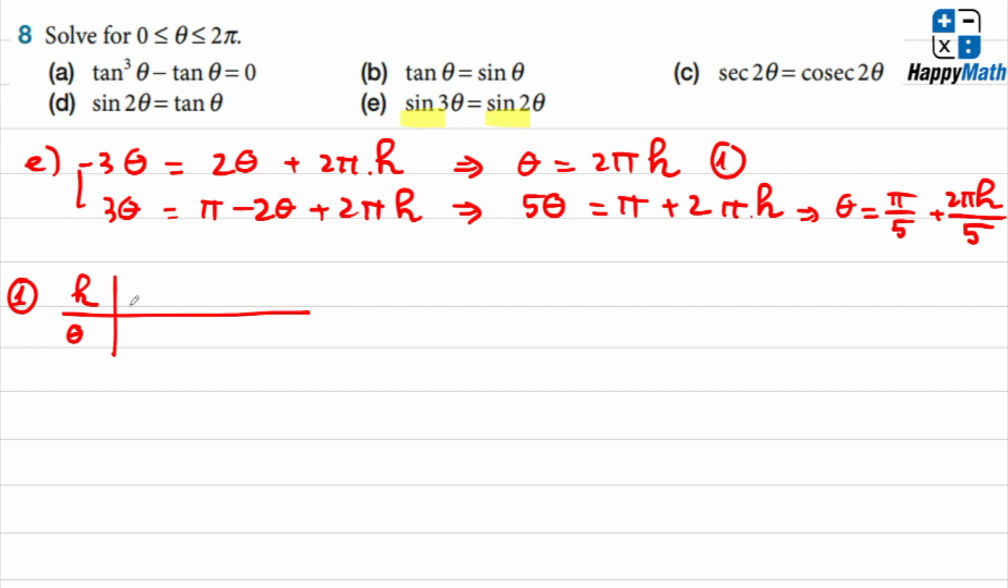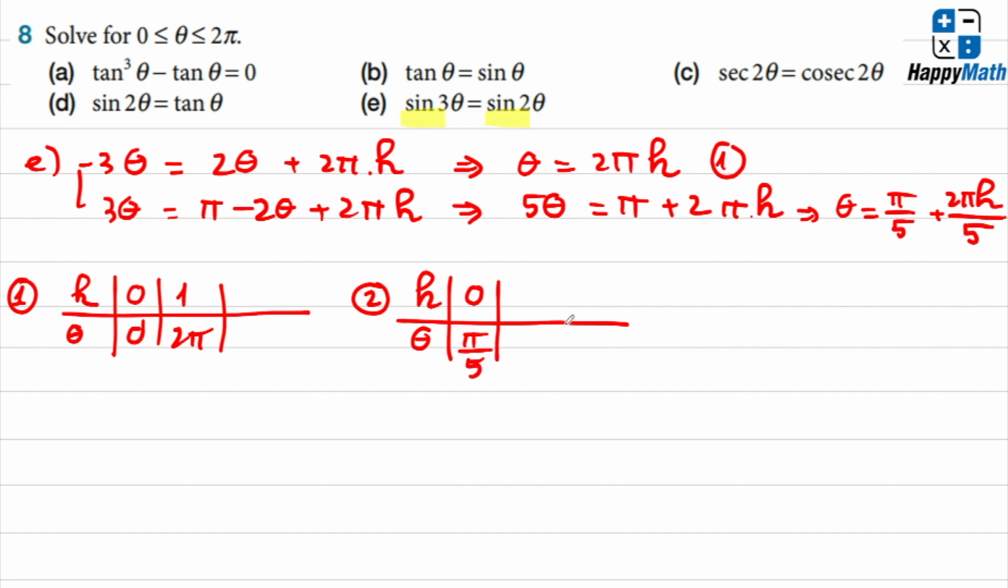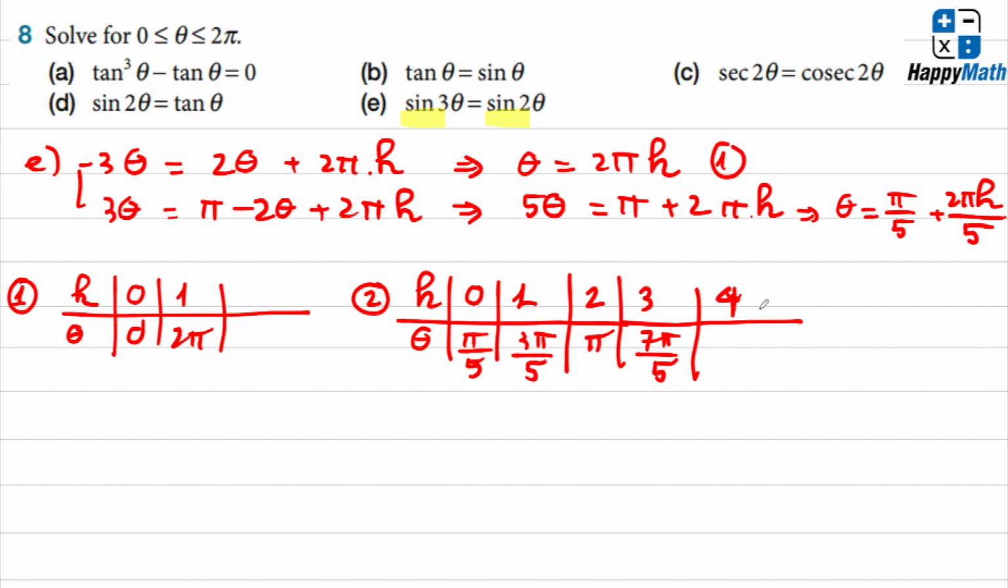For the first equation, substitute values of k: k equals 0 gives 0, and k equals 1 gives 2 pi. That's it, you have no more k. For the second, the first one is k equal to 0, pi over 5. The second one, k equal to 1, 3 pi over 5. The next one is k equal to 2, pi. Continue with k equal to 3, 7 pi over 5. The next one is k equal to 4. Is that possible? I think so, 9 pi over 5.